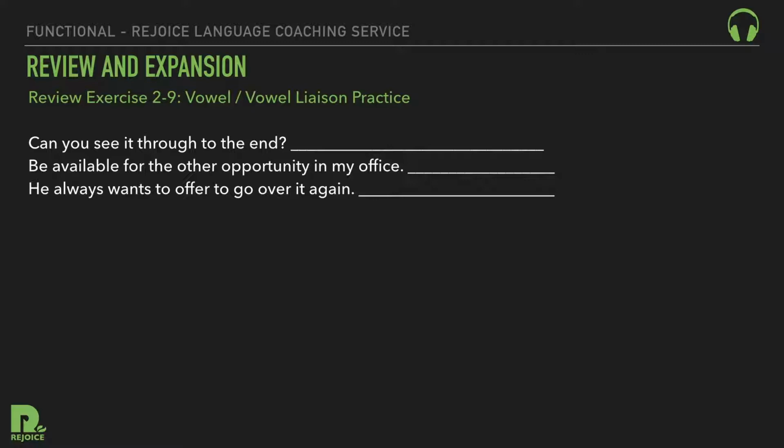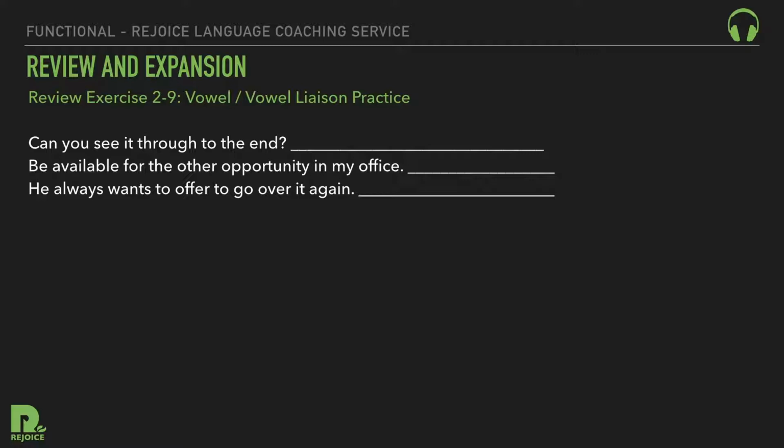Review exercise 2-9, vowel-vowel liaison practice. 1. Can you see it through to the end? 2. Be available for the other opportunity in my office.